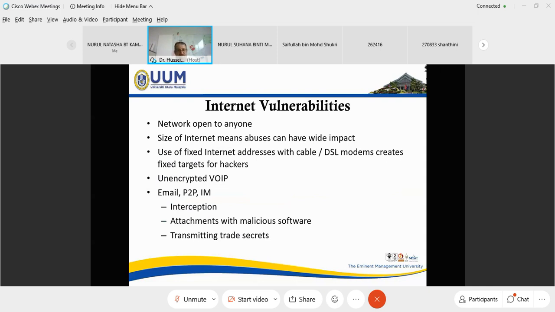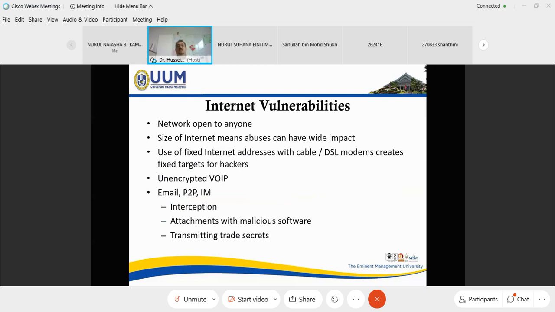Internet vulnerabilities. Why? The vulnerabilities from the internet come to everywhere. Why? Because the internet is open. Anyone can go on the internet. So everyone uses that internet. Billions of people.